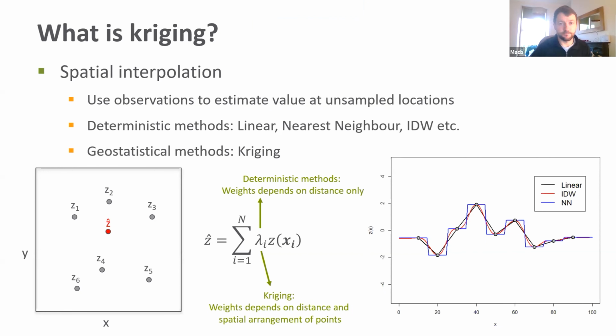Kriging is different to this because it's a geostatistical method. Not only does it provide a best estimate at the unmeasured location, it also provides a measure of the uncertainty or the error associated with this estimate. And that's the huge advantage of using kriging for interpolation.